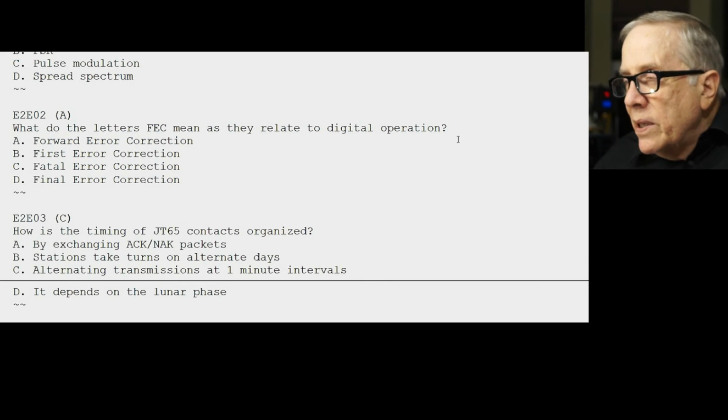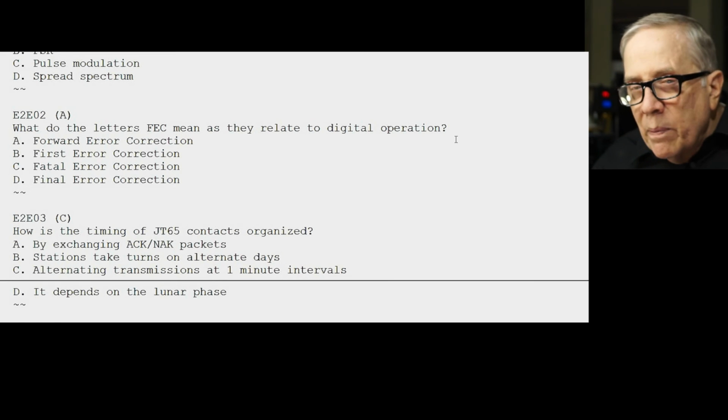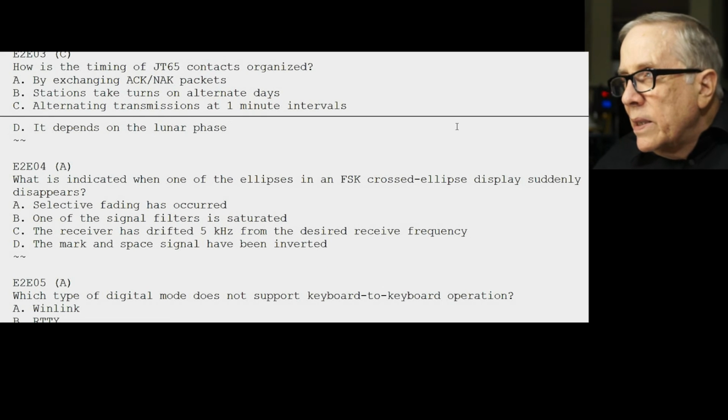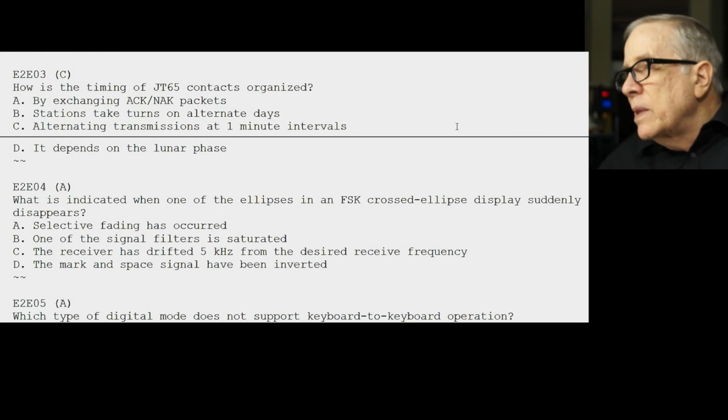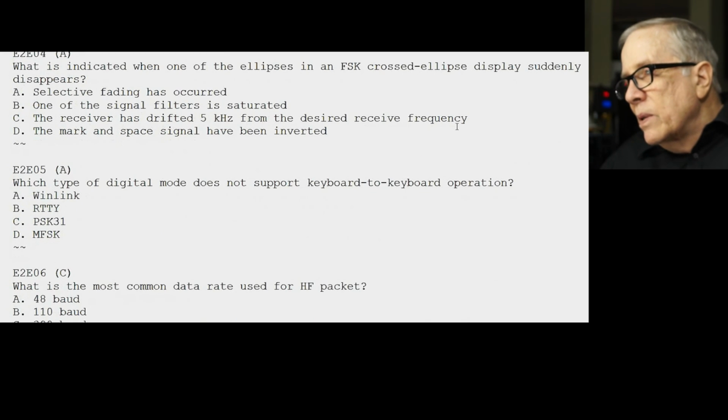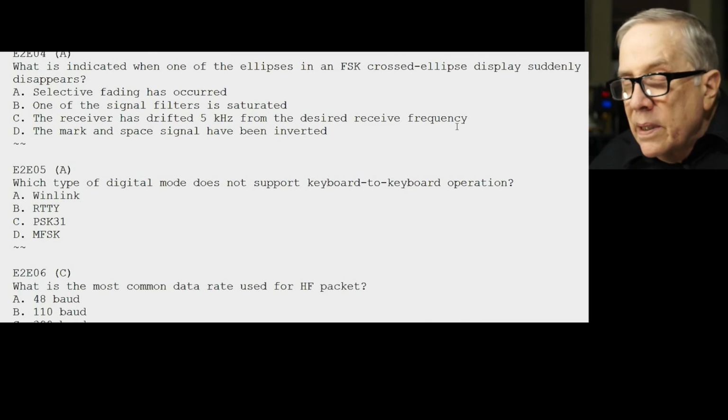E2E03, how is the timing of a JT65 contact organized? They're done in 1 minute intervals. E2E04, what is indicated when one of the ellipses in an FSK crossed ellipse display suddenly disappears? It says selective fading has occurred.